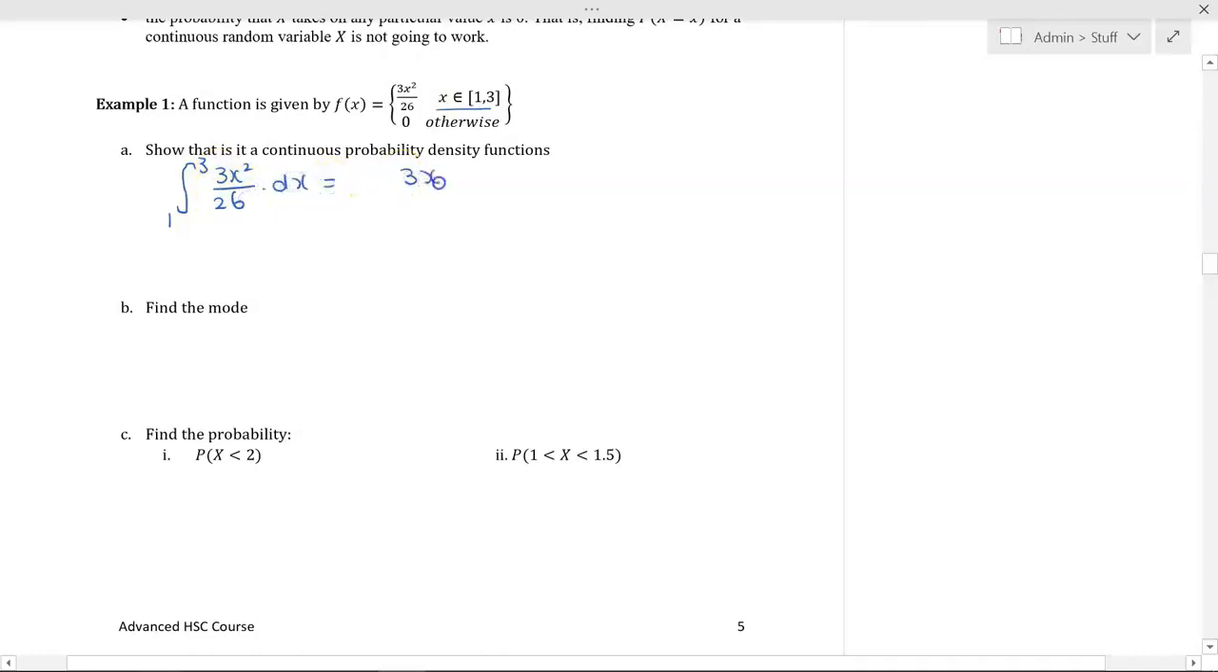So we'll go 3x cubed over 3 times 26. I've added 1 to the power and put the new power on the bottom, from 3 to 1. So this will be 3 cubed on 26 minus 1 cubed on 26, which will be 26 on 26, which will be equal to 1. Therefore, this is a continuous probability density function.